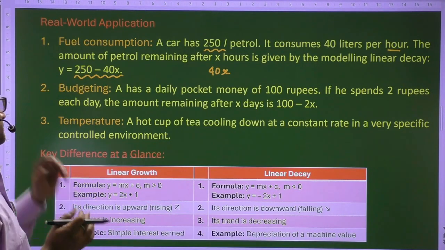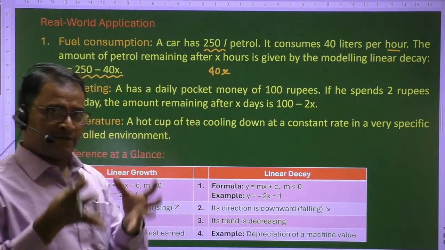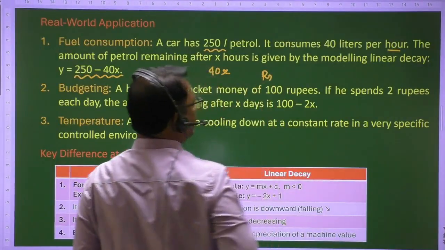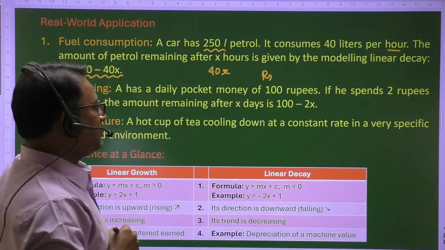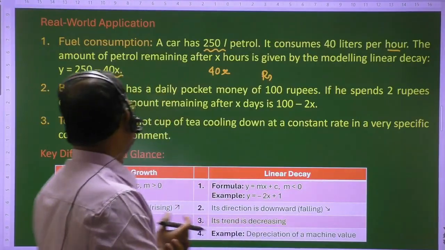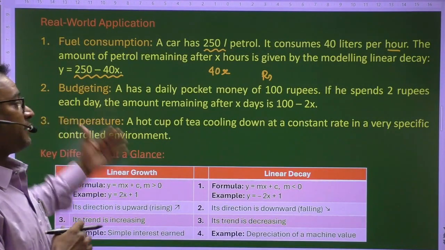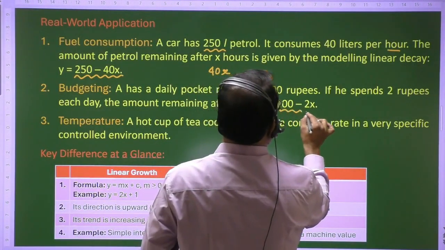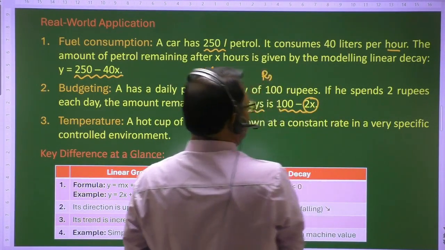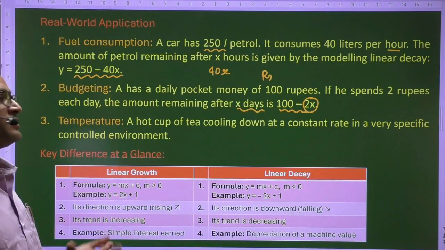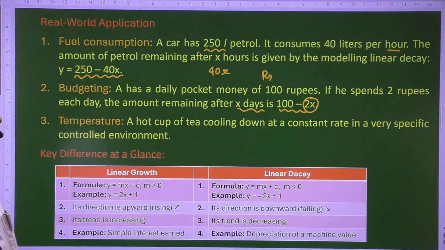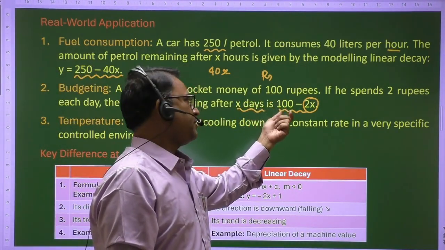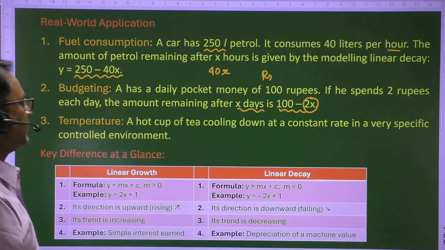Next example, suppose your father has given you 100 rupees as pocket money, and if you spend 2 rupees each day, then the remaining amount after x days will be this one, because every day you spend 2 rupees. For x days it will be 2x. Now after x days you have the initial value minus the amount that you have spent.